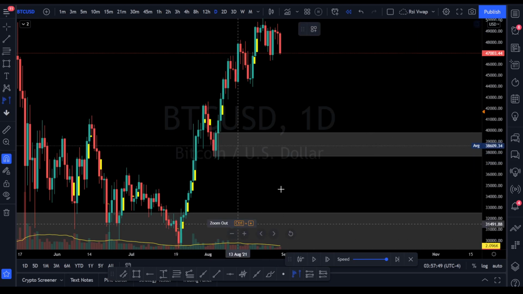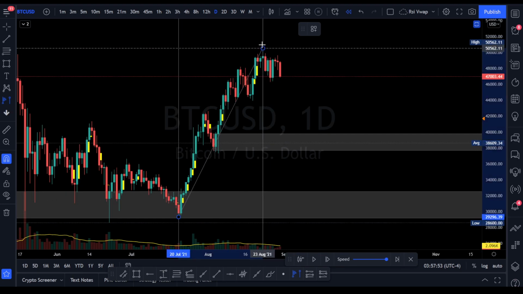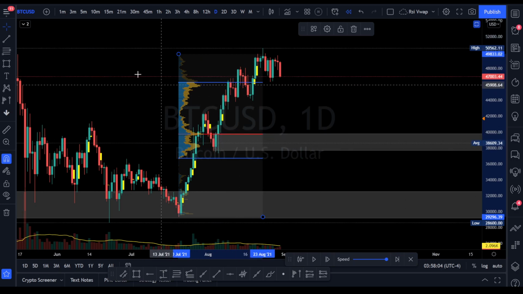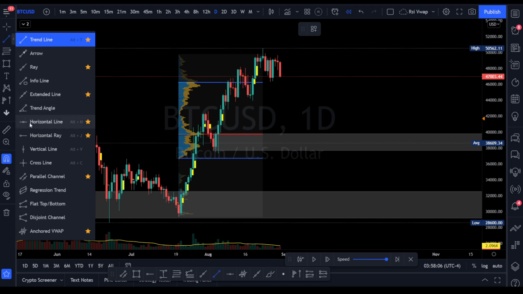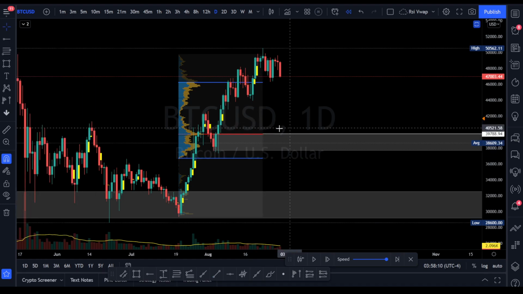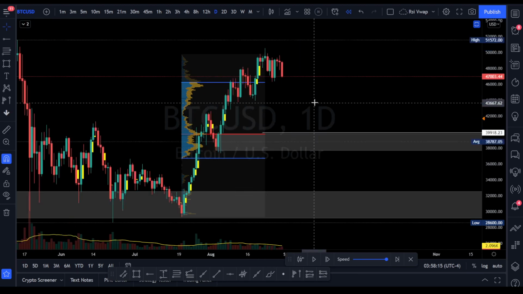I would pull my volume profile. We have a point of interest with a high node volume here. We have a bullish order block here. So basically, I would set a limit buy probably right about there. Maybe a little bit higher just to make sure it gets filled.